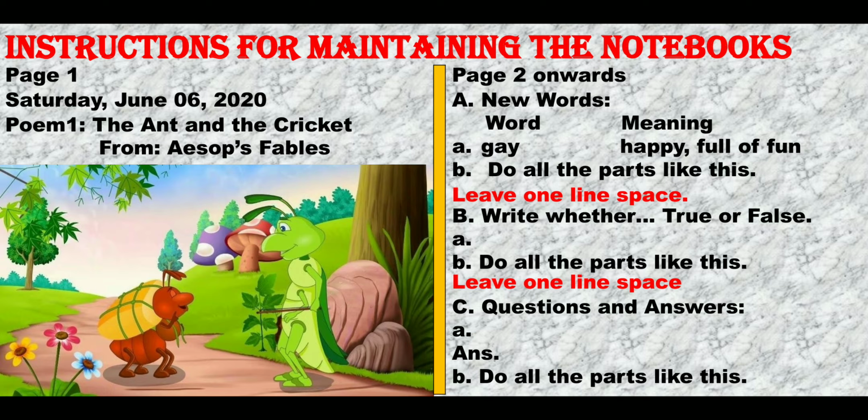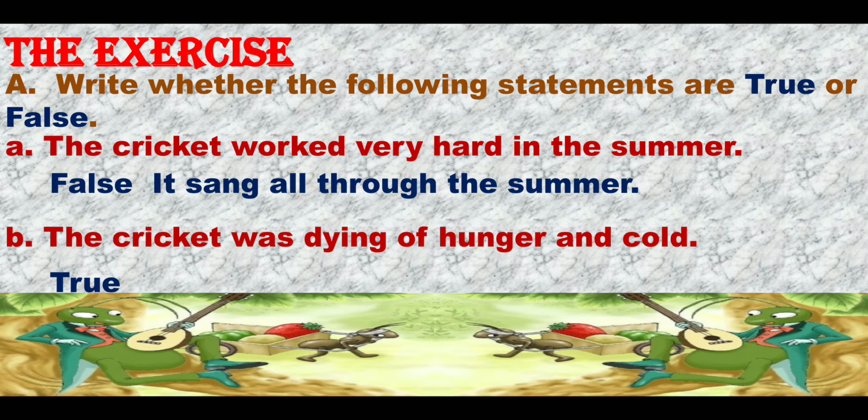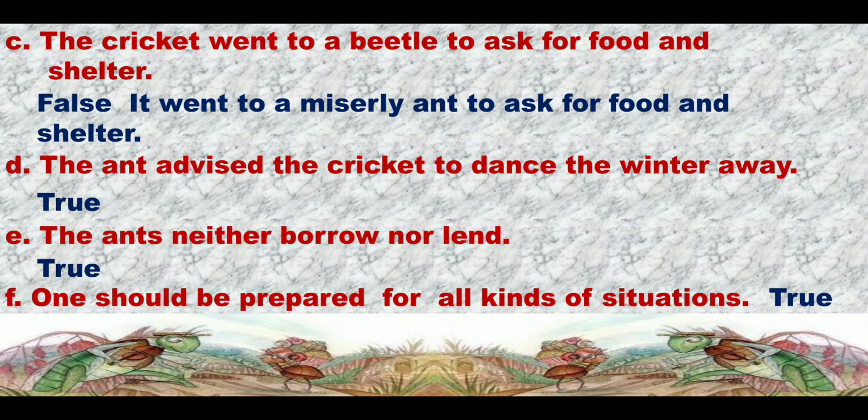Okay, then let us begin with the exercise. Write whether the following statements are true or false. A. The cricket worked very hard in the summer. False. It sang all through the summer. B. The cricket was dying of hunger and cold. True. C. The cricket went to a beetle to ask for food and shelter. This statement is false. It went to a miserly ant to ask for food and shelter.